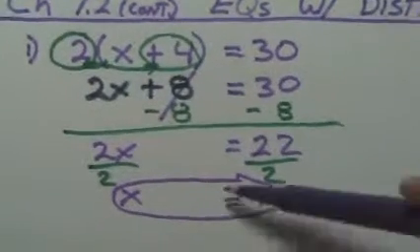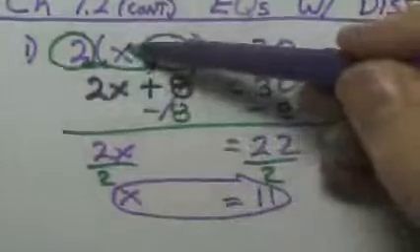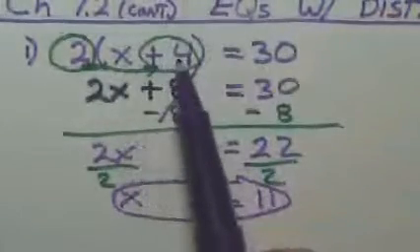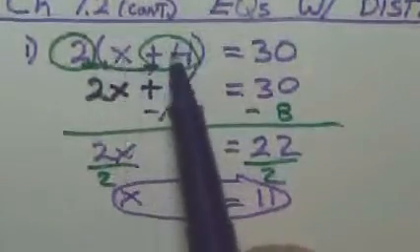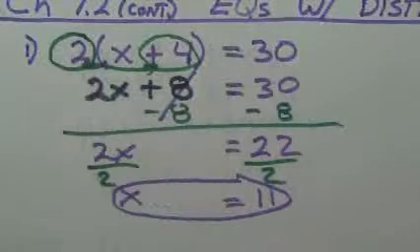Now to check that, just take 11, put it in there for x. 11 plus 4 is 15, and 15 times 2 is 30. It does work out. Our solution is correct.